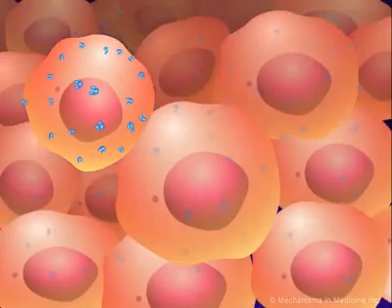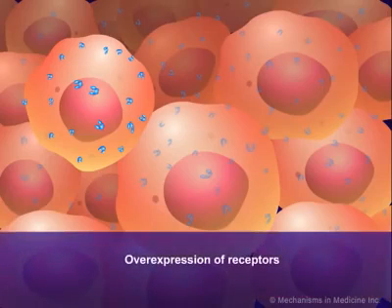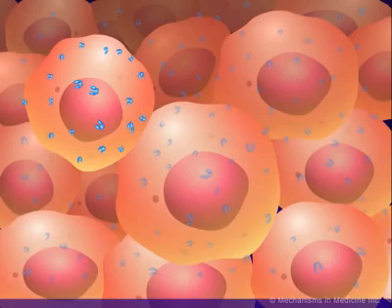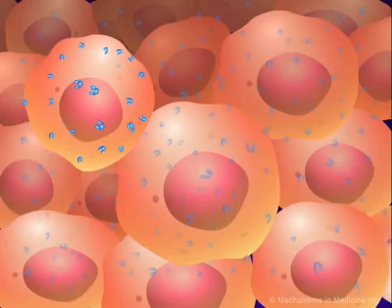The end result is a higher than normal number of copies, known as overexpression of the receptor on the tumor cell surface. This gives the tumor cell increased potential to be triggered into a growth phase by the binding of ligands to the excess receptors. The more receptors expressed, the more binding sites are available for the ligands.